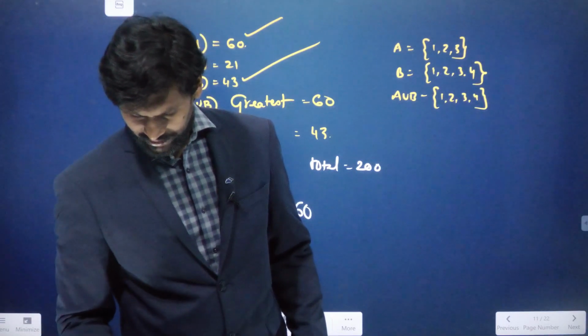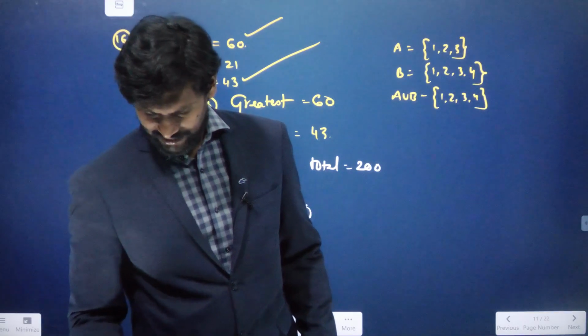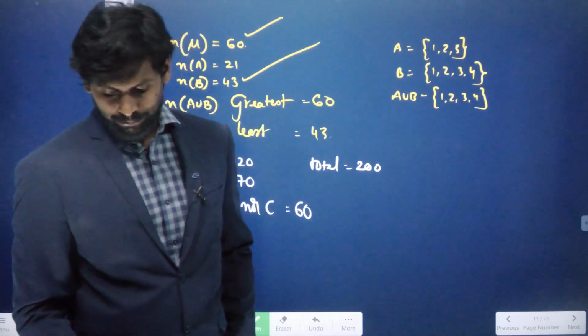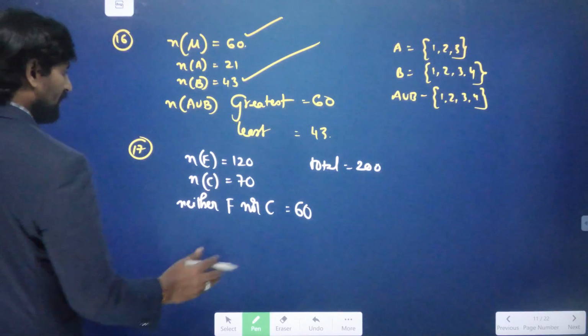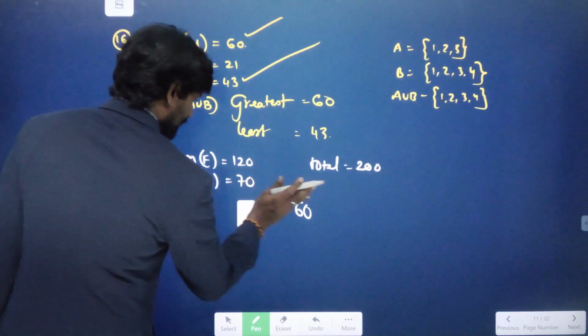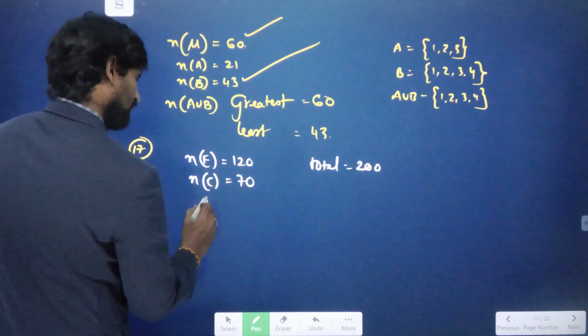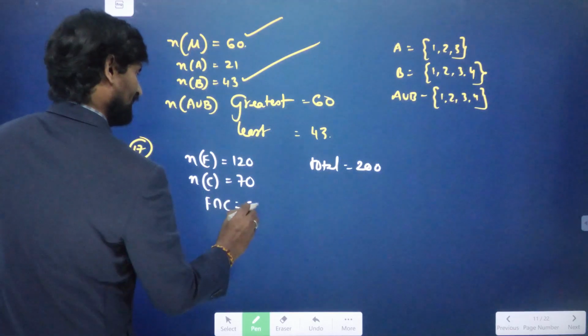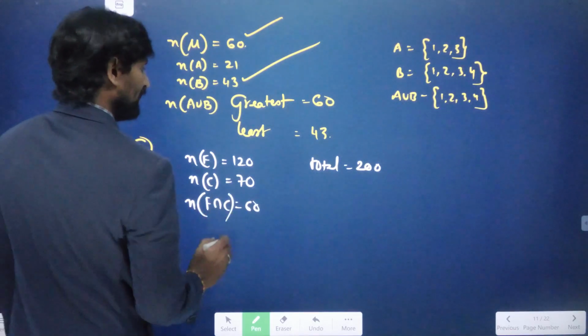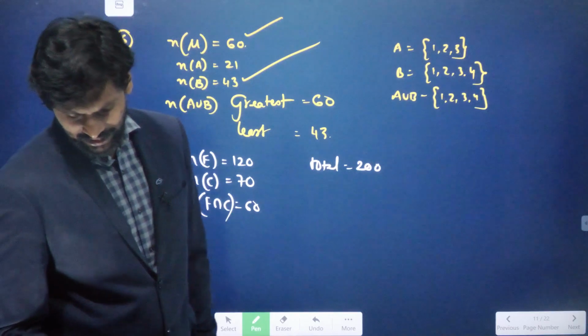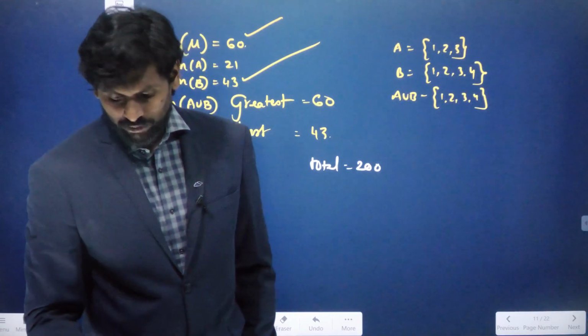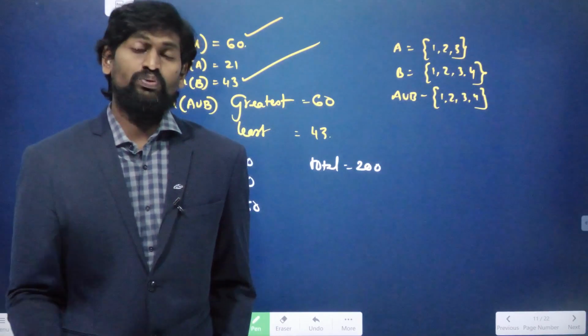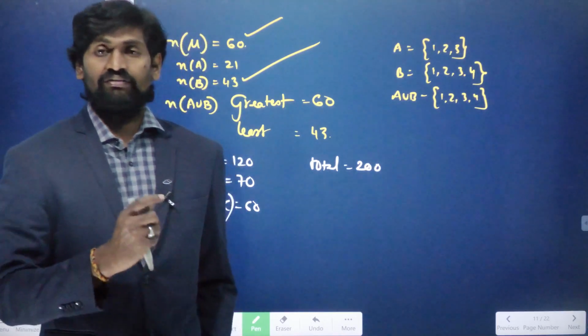Now we need to find... 60 play both. Sorry, 60 play both means the intersection is given. F intersection C is 60. Now we need to find neither, the number of students who play neither football nor cricket. Both games. Who are not playing football and cricket, we should find it.